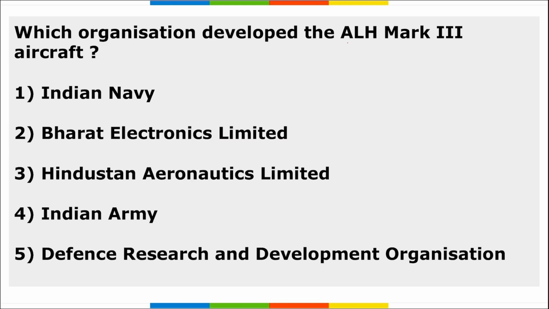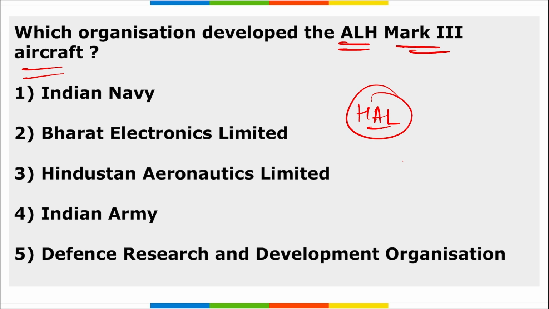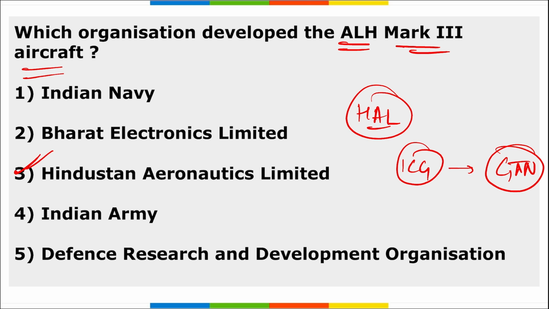Next is, which organization developed the Advanced Light Helicopter Mark III aircraft? So which organization developed this? This was developed by Hindustan Aeronautics Limited. Remember, recently the Indian Coast Guards introduced the first made in India Advanced Light Helicopter Mark III, that is an indigenous aircraft. And where was this displayed or made? It was made in Chennai, Tamil Nadu. Now the question asked here is, which organization developed this Advanced Light Helicopter Mark III? It was developed by Hindustan Aeronautics Limited.